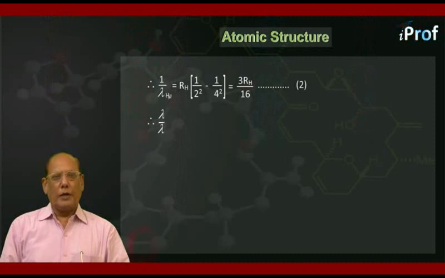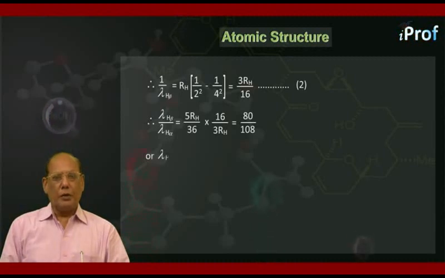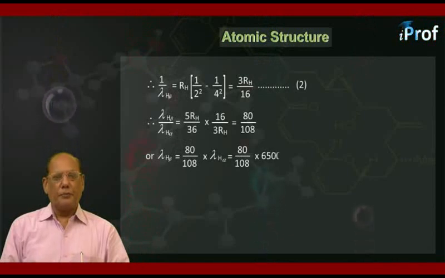Therefore, lambda H beta upon lambda H alpha will be equal to 5 RH upon 36 into 16 upon 3 RH. That comes out to be equal to 80 upon 108. Or lambda H beta will be equal to 80 upon 108 into lambda H alpha, and this is equal to 80 upon 108 into 6500. On solving, this comes out to be 4814.8 angstrom. And that's the answer of this question.